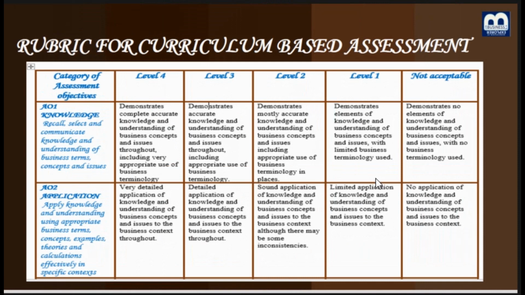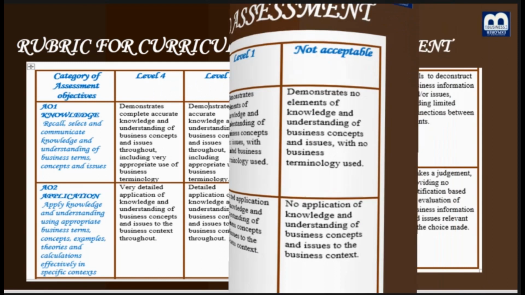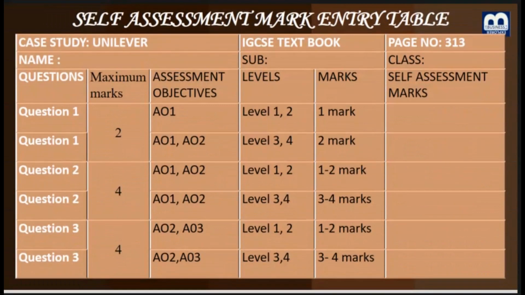If you are satisfying level 1 and level 2, that means your mark falls under 1. If you are satisfying level 3 and level 4, your mark falls under 2. So this is how you are going to assess yourself. Now, let's have a look at the self-assessment mark entry table.